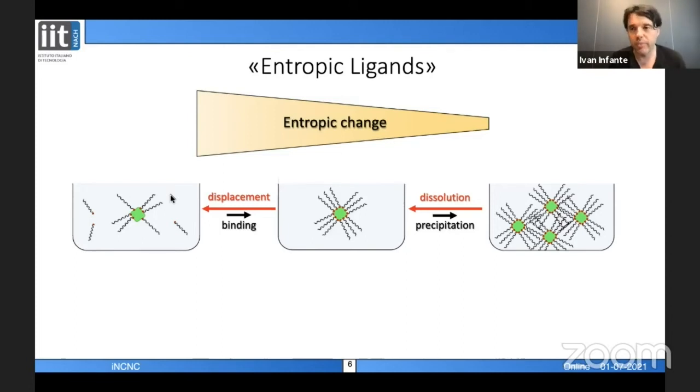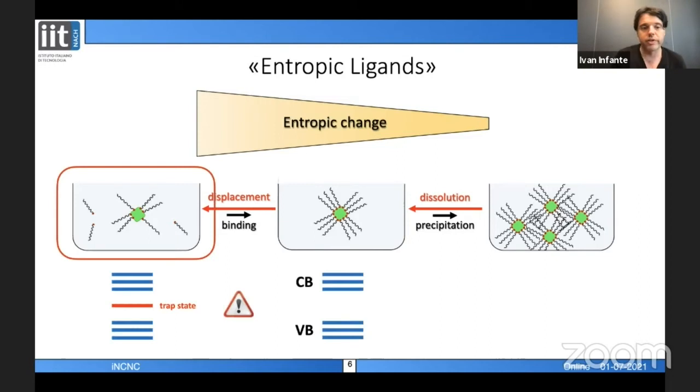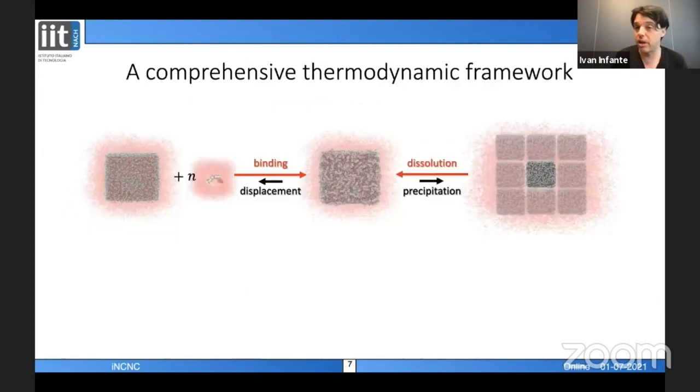And this is something that you probably want to prevent, because you don't want the ligands to detach from the surface. If you have a low ligand coverage on the surface, this is probably linked to the fact that you have increased the amount of defects on the surface of the nanocrystal, and then you can introduce trap states.